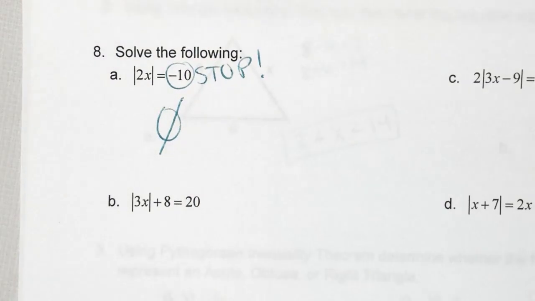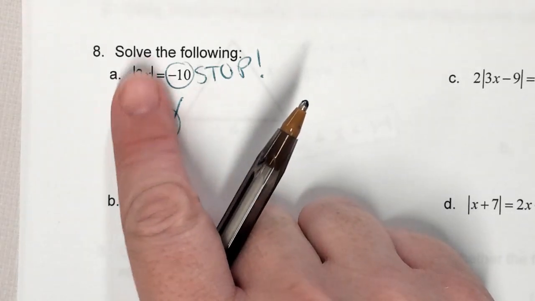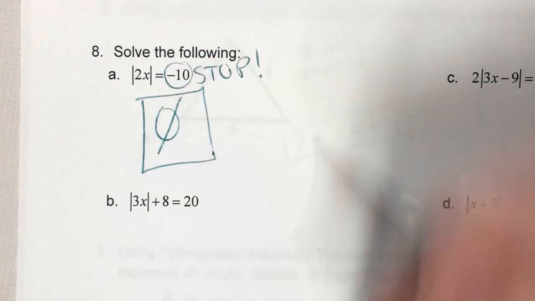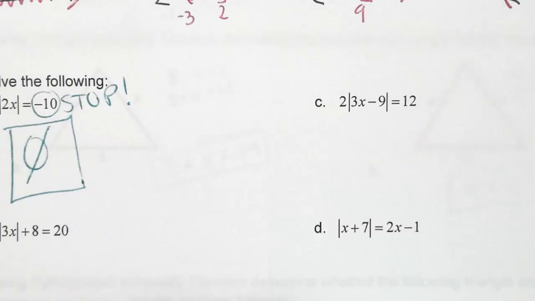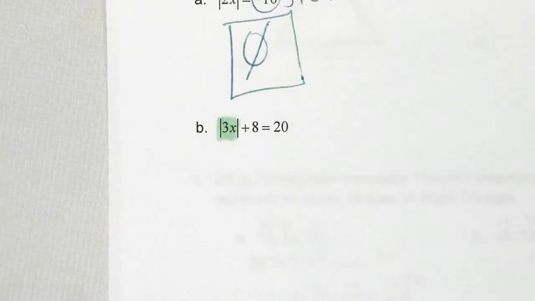Anytime I have absolute value in an inequality, which I didn't see in my review, I need to stop because it's a special case. It's either no solution or all real numbers. But if it's equal, remember absolute values can only equal a positive number. So this is not true, therefore it's no solution. Okay, so on these, just like with our absolute value inequalities, we have to get the absolute value alone before we do anything else.